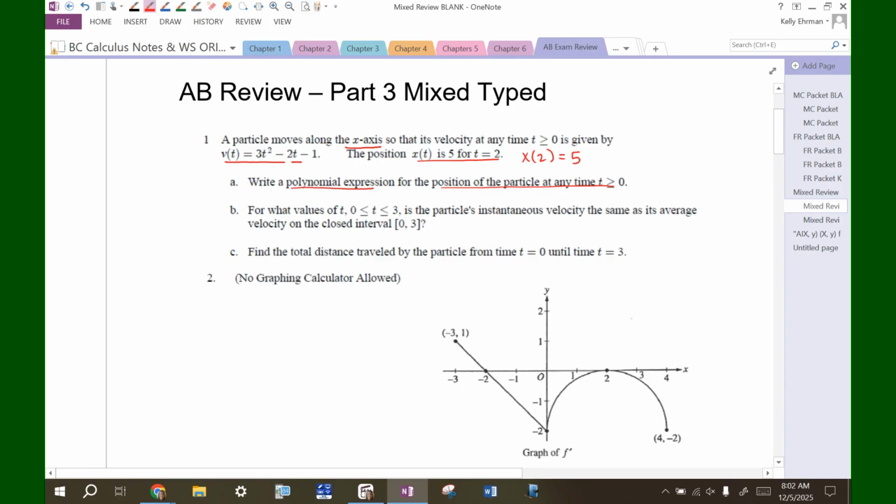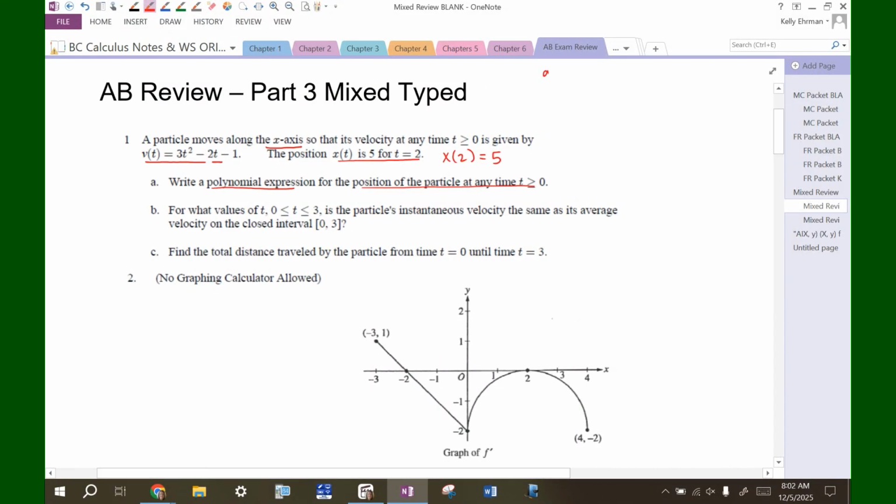So for part A, I crunched this in my answer key, but I think I'm going to come up here. Okay, so x of t is equal to the integral of v of t dt. So start there. I need to integrate 3t squared minus 2t minus 1. And that comes out to 3t cubed over 3, so t cubed, minus 2t squared over 2, minus t squared, minus t plus c.